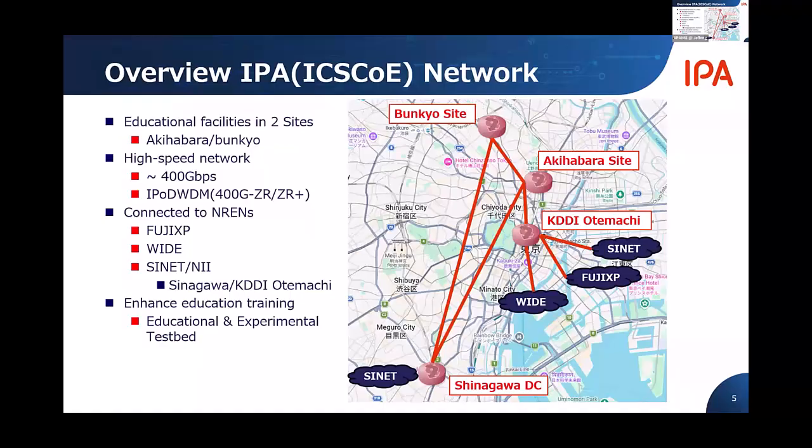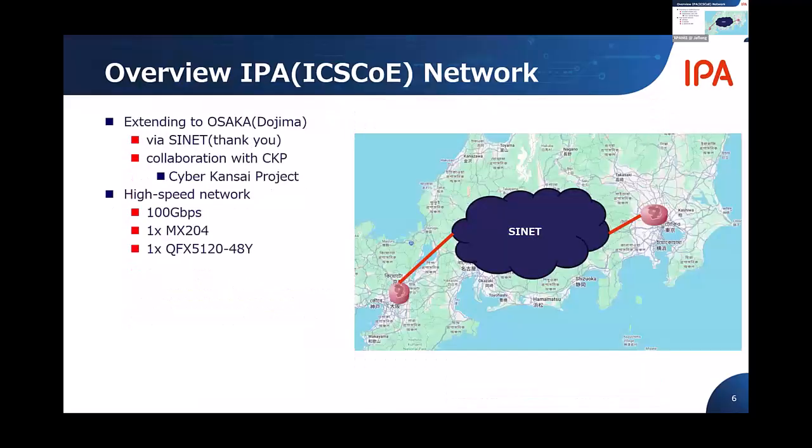The Shinagawa DC is connected to SINET, and the Akihabara site is connected to KDDI Ultimate, as well as WIDE Project, HINET, and Fuji XP. Those networks are used to enhance education outcomes and to conduct a wide range of experiments. On the Japan side, we have expanded our network to Osaka and Dojima via SINET.